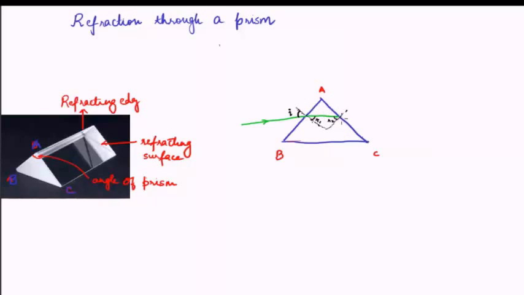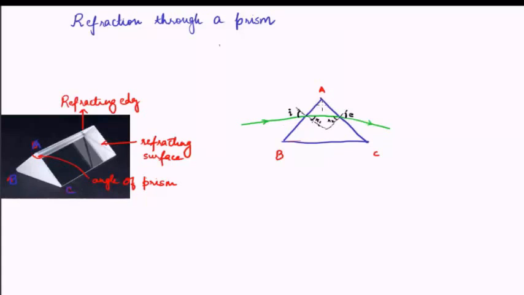Now, since the ray is traveling from a denser medium to a rarer medium, the ray of light will bend away from the normal. That would be something like this. And this angle will be the angle of emergence. Let's call it E.